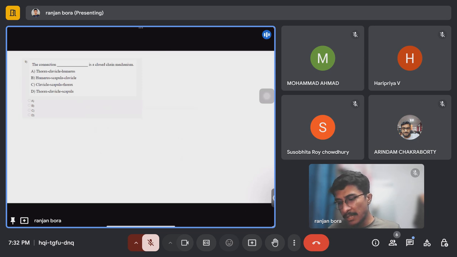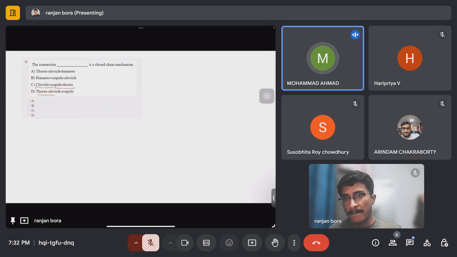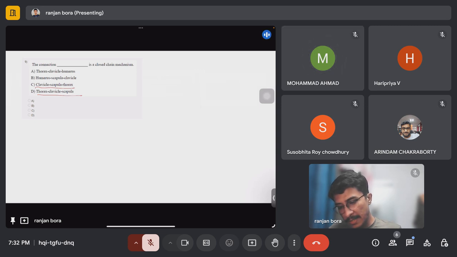Okay, there was one doubt from the week 2 assignment. I think you were asking about it. There are two options: clavicle, scapula, and thorax, and the other one is thorax, clavicle, and scapula. So for this case, what was the right answer? See, why is it D here?